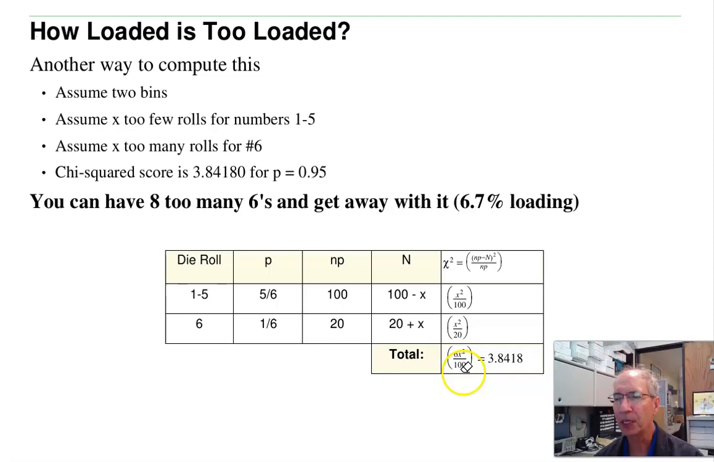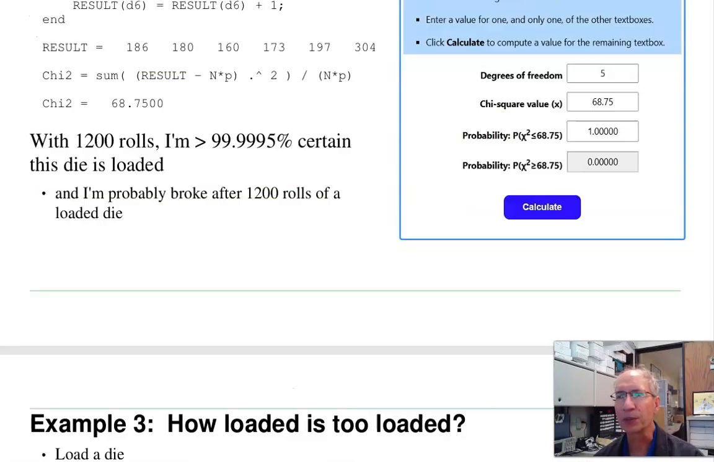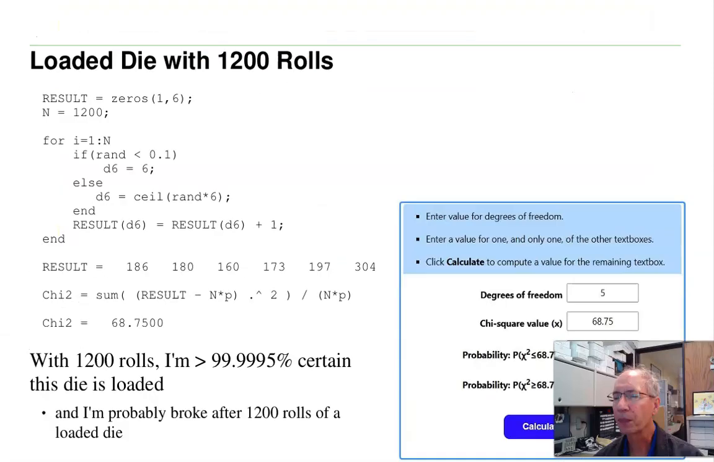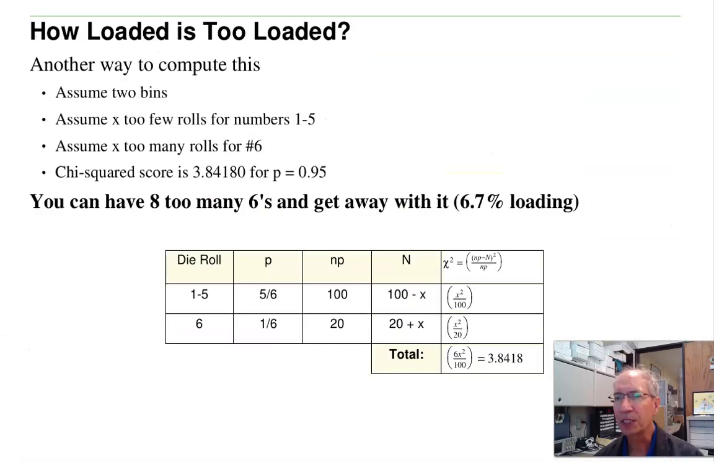Add them all up. Now, since I have 2 bins, meaning 1 degree of freedom, the chi-square score I'm looking for is right here, 3.84. If this sum is 3.84, x is too large. Solve for x, I get x is 8. So I can get 8 too many sixes, or 6.7% loading, and get away with it 95% of the time.